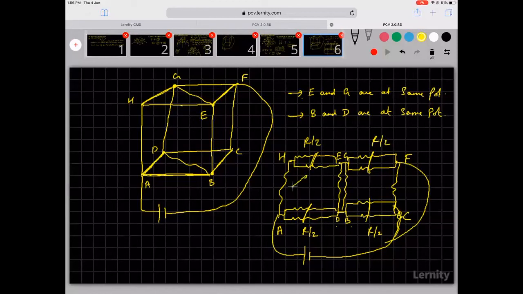I'll combine these two. That is 3R by 2. So I have 3R by 2, then I have this R by 2, then this R by 2. So 3R by 2, R by 2. Then I have this R by 2, then this R by 2. And this 3R by 2. This will be R by 2. And my connection goes this way.